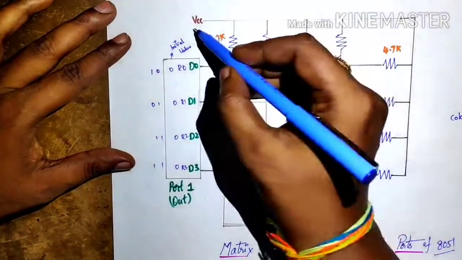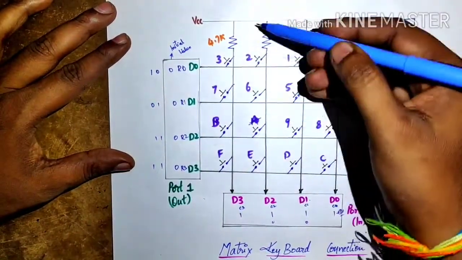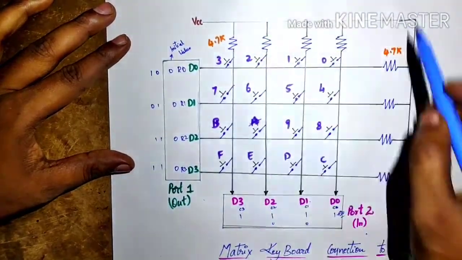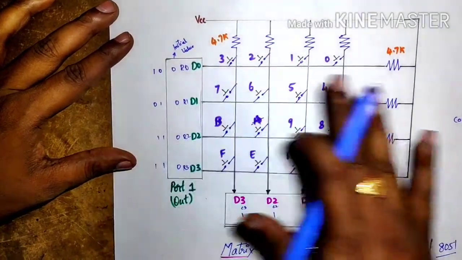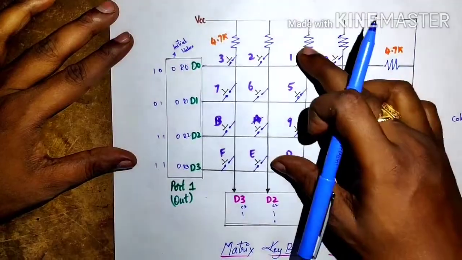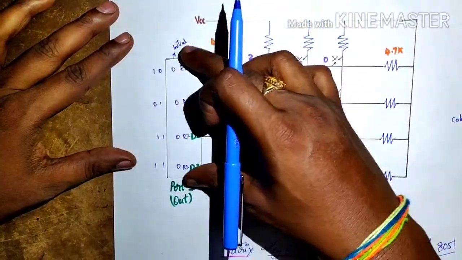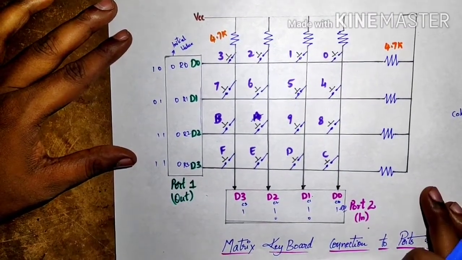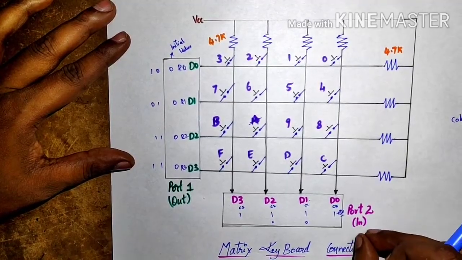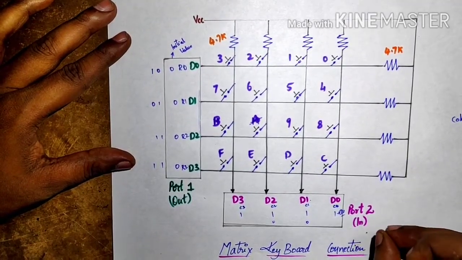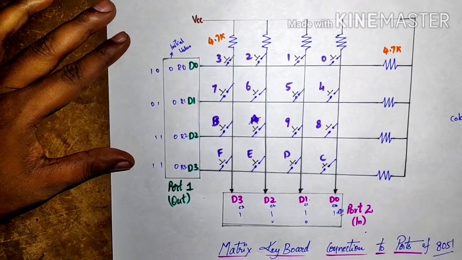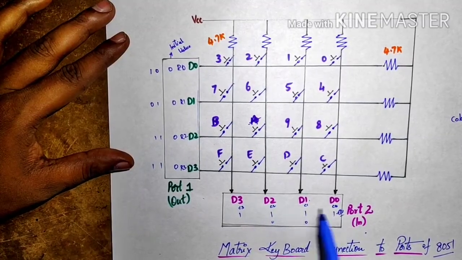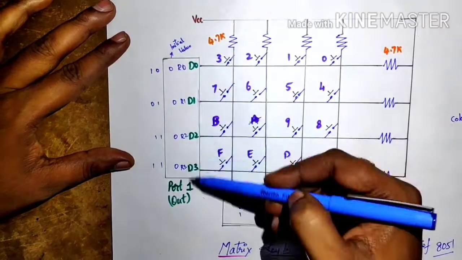Here we are connecting VCC, and each row and column will be connected with a 4.7 kilo ohm resistor. This is our keyboard; the rows will be connected to port 1 as output and the columns to port 2 as input. We should keep in mind that as we connect port 2 as input, we initialize these pins as inputs. The microcontroller can only read the inputs, so it always reads the values of our columns. It can't read the values of our rows.